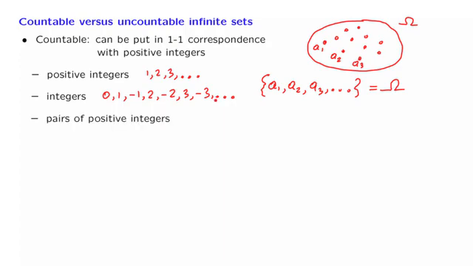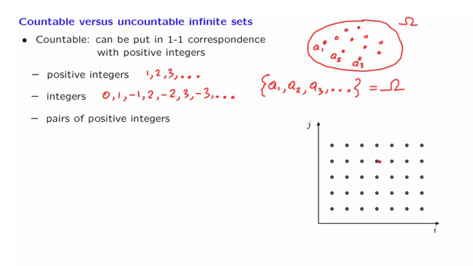How about the set of all pairs of positive integers? This is less clear. Let us look at this picture. This is the set of all pairs of positive integers, which we understand to continue indefinitely. Can we arrange this set in a sequence? It turns out that we can, and we can do it by tracing a path of this kind.